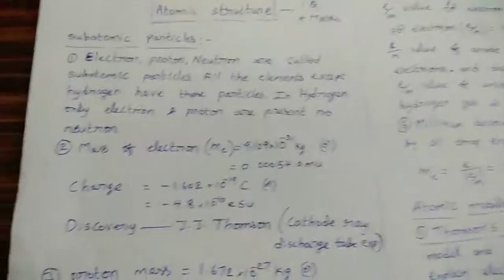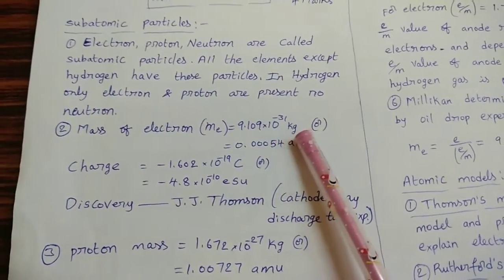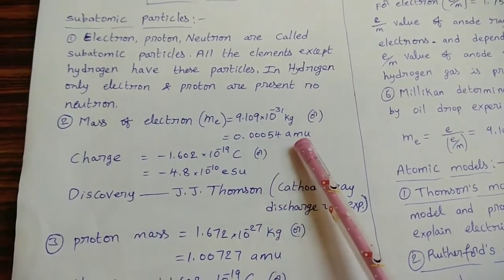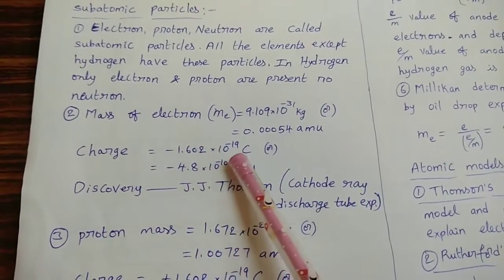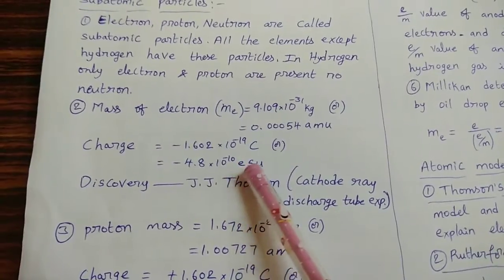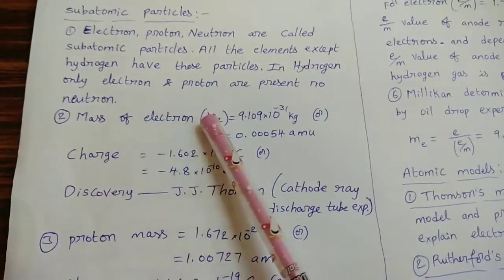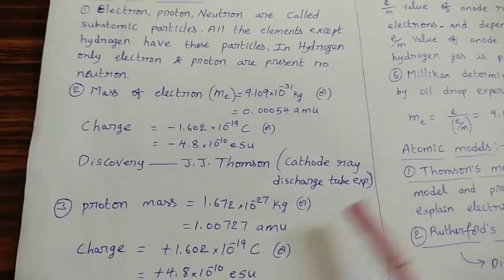Mass of electron is 9.109 × 10^-31 kilograms. In terms of AMU, 0.00054 AMU. Charge is -1.602 × 10^-19 coulombs or -4.8 × 10^-10 ESU, electrostatic unit. We know that the electron was discovered by J.J. Thomson by the cathode ray discharge tube experiment.